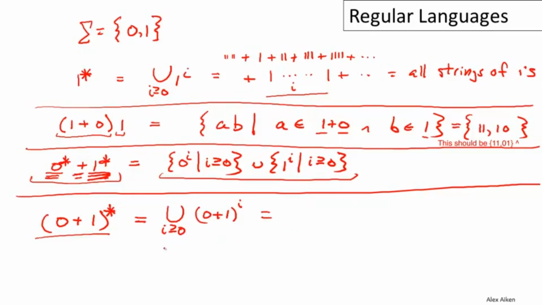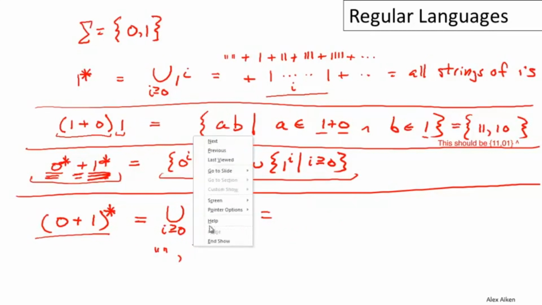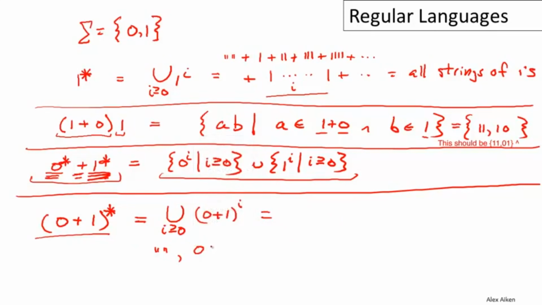Well, that looks like, first of all, there's the empty string, right? And then another set of strings is from the language 0 plus 1, and then 0 plus 1 concatenated with itself, okay? And in general, it's going to be 0 plus 1 concatenated with itself i times.